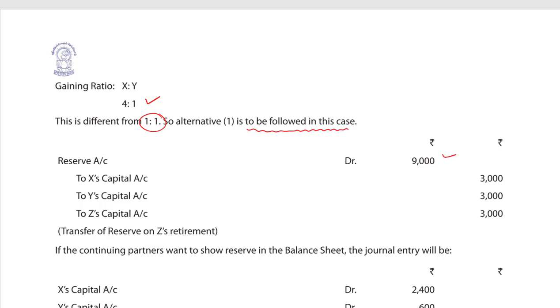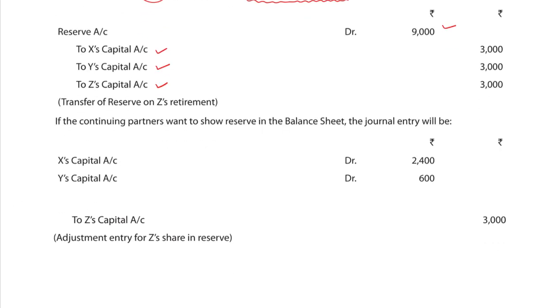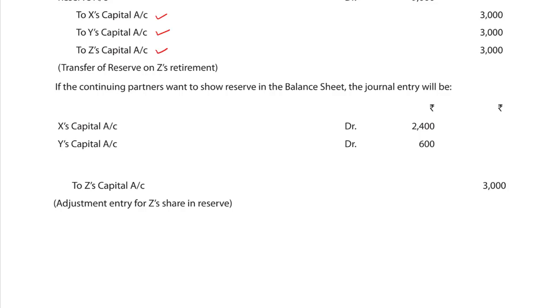Reserve account debit 9,000 to X's capital account, to Y's capital account, to Z's capital account in the old profit sharing ratio, that is equal ratio. If the continuing partners want to show the reserve in the balance sheet, the journal entry will be X's capital account will be debited, Y's capital account will be debited, to Z's capital account, that is 3,000.